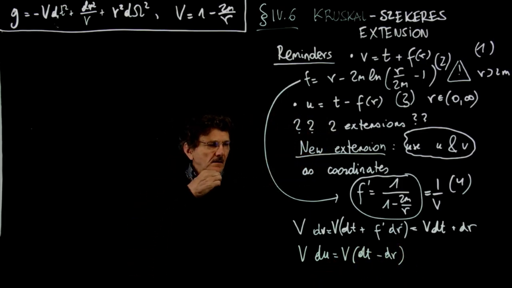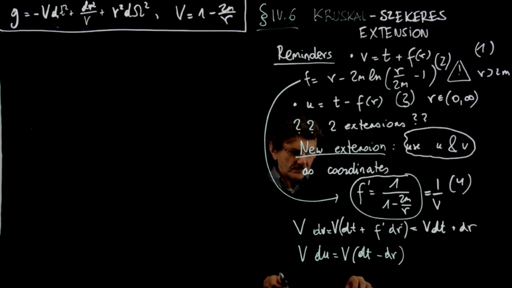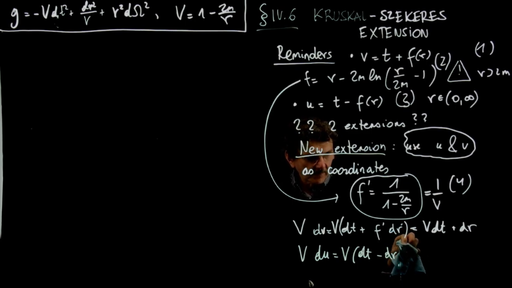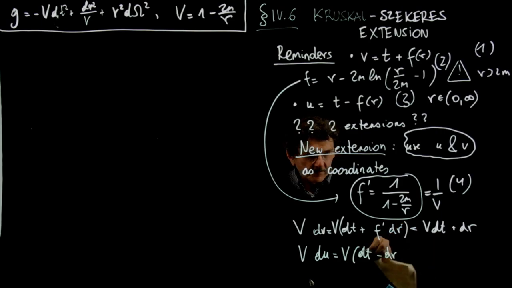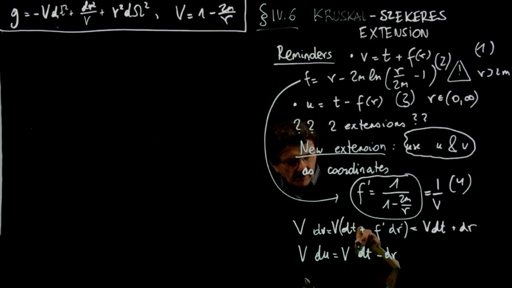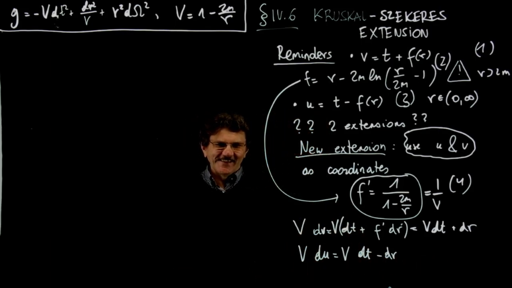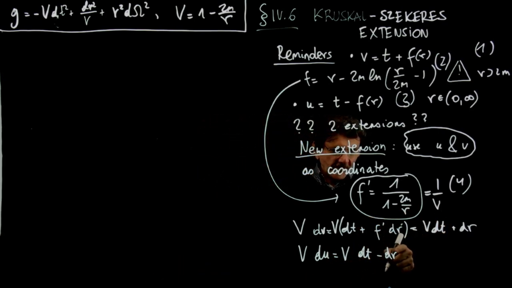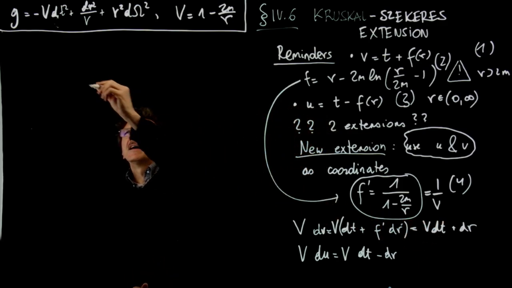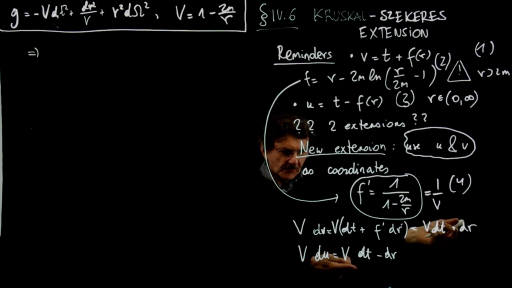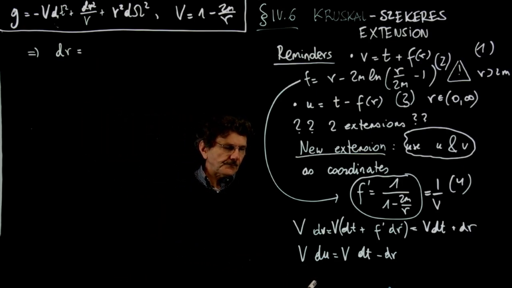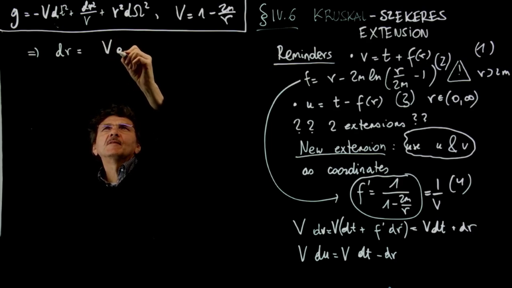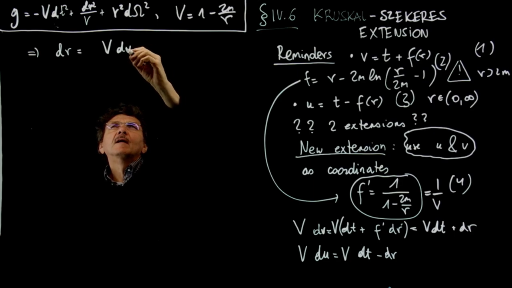So now we can probably calculate, so this doesn't count as an error because I've corrected it immediately. Good. So dr is easy to calculate, right? If we add these two equations or remove one from the other, we're going to get dr. So take this one and remove this one. Then the dt terms will cancel and the dr terms will be added. You get two dr, and so dr is equal to V (dv minus du) over 2.